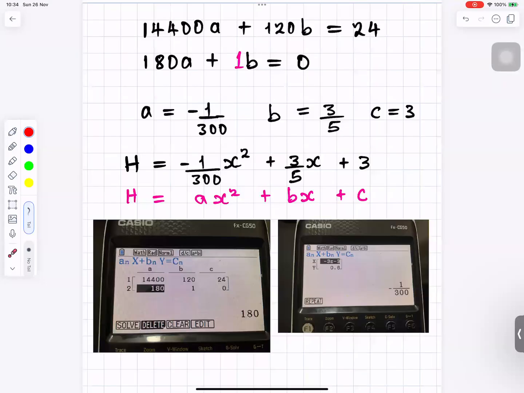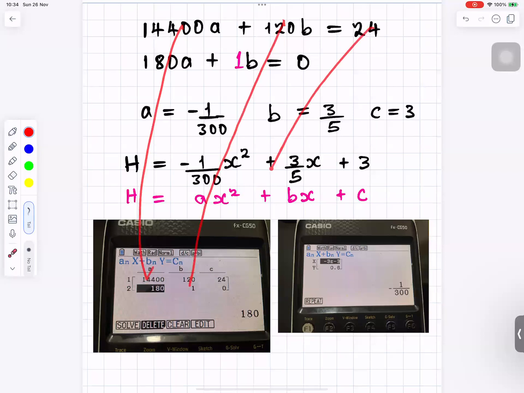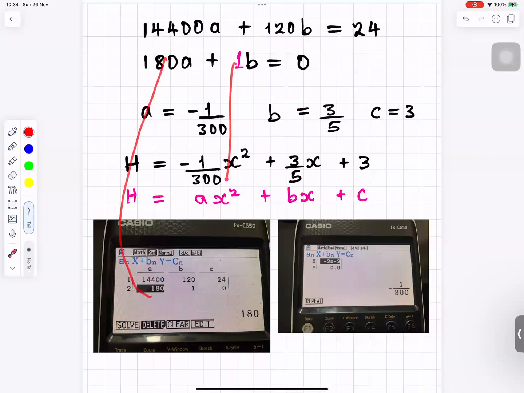That's what you put in the calculator. You put 14,400, 120, and then 24. And then you put 180, you put 1, you put 0, and you solve it, you get the 2 answers. So that's the equation for H.